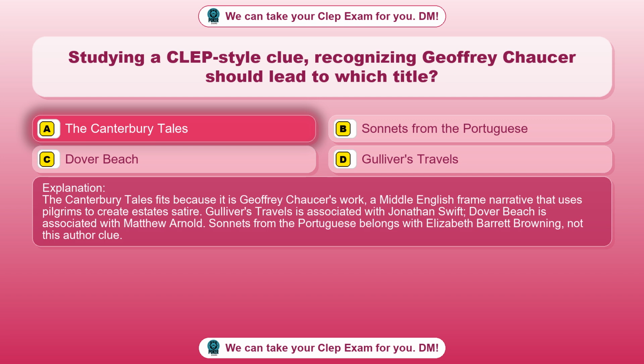The Canterbury Tales fits because it is Geoffrey Chaucer's work, a Middle English frame narrative that uses pilgrims to create a estate satire. Gulliver's Travels is associated with Jonathan Swift, Dover Beach is associated with Matthew Arnold. Sonnets from the Portuguese belongs with Elizabeth Barrett Browning, not this author clue.